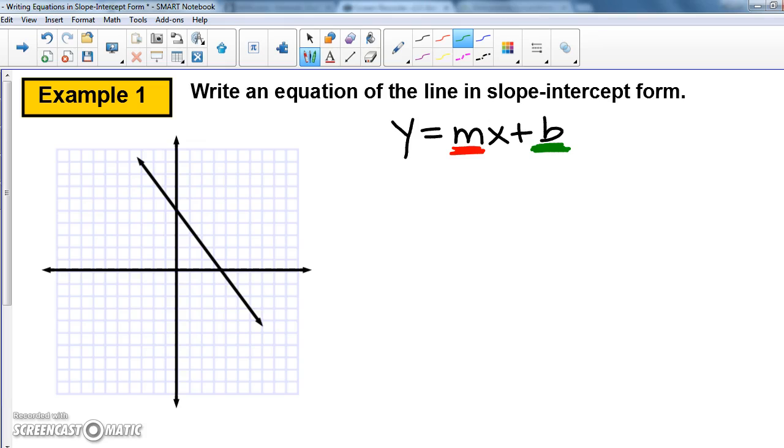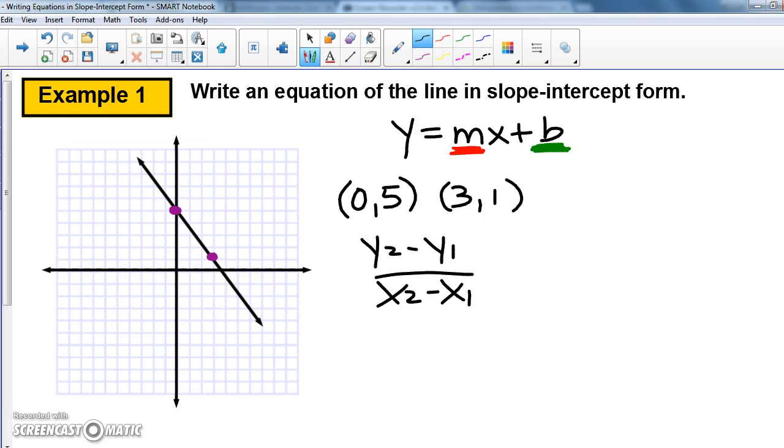Well, we know how to do this. If we can find 2 points on here, then we could use those 2 points to go ahead and find the slope. So I see one point right here, make that a point, and another point I see is, let's see, I'm going to use this one right here. So now I'm going to go ahead and plug it into my slope formula, okay? So I have 2 points, let me write those down. And here's my slope formula. Well, let's see, that's going to give me 1 minus 5 over 3 minus 0. And that ends up giving me -4 over 3. Okay, so good. That takes care of my slope.